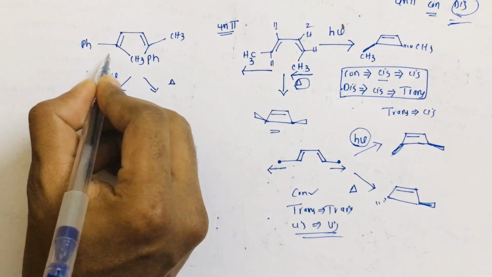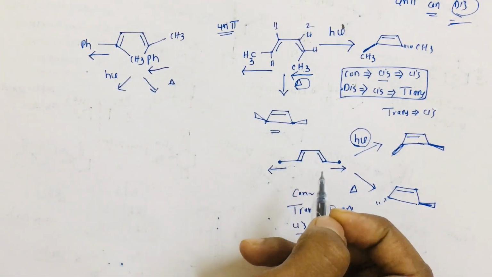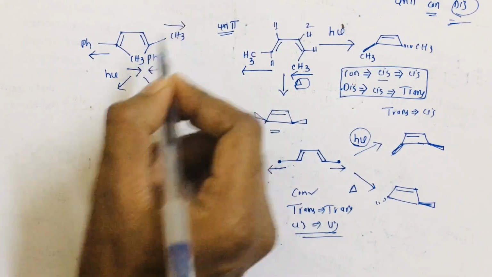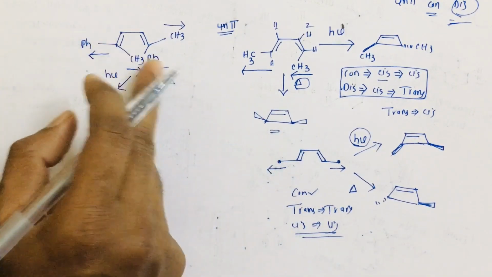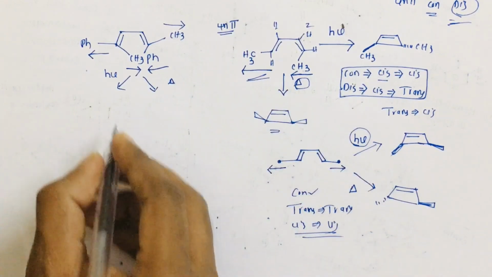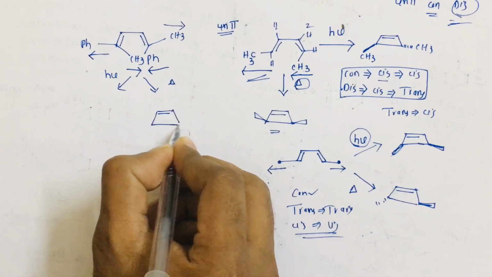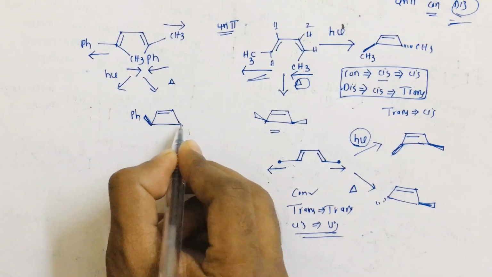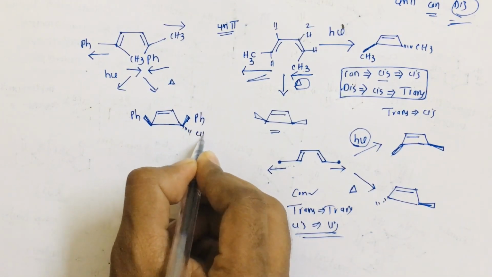So here we can see the phenyl is facing towards your left hand side, and this phenyl is also facing towards your left hand side, and this methyl is facing towards your right hand side, and this is also facing towards your right hand side. So this comes under the same geometry, phenyls are same, methyls are same, so this comes under this example. Okay, so under thermal condition we have conrotation, so this will remain the same. If we take phenyl above the plane, and here also the phenyl should be above the plane and the methyl group should be below the plane.